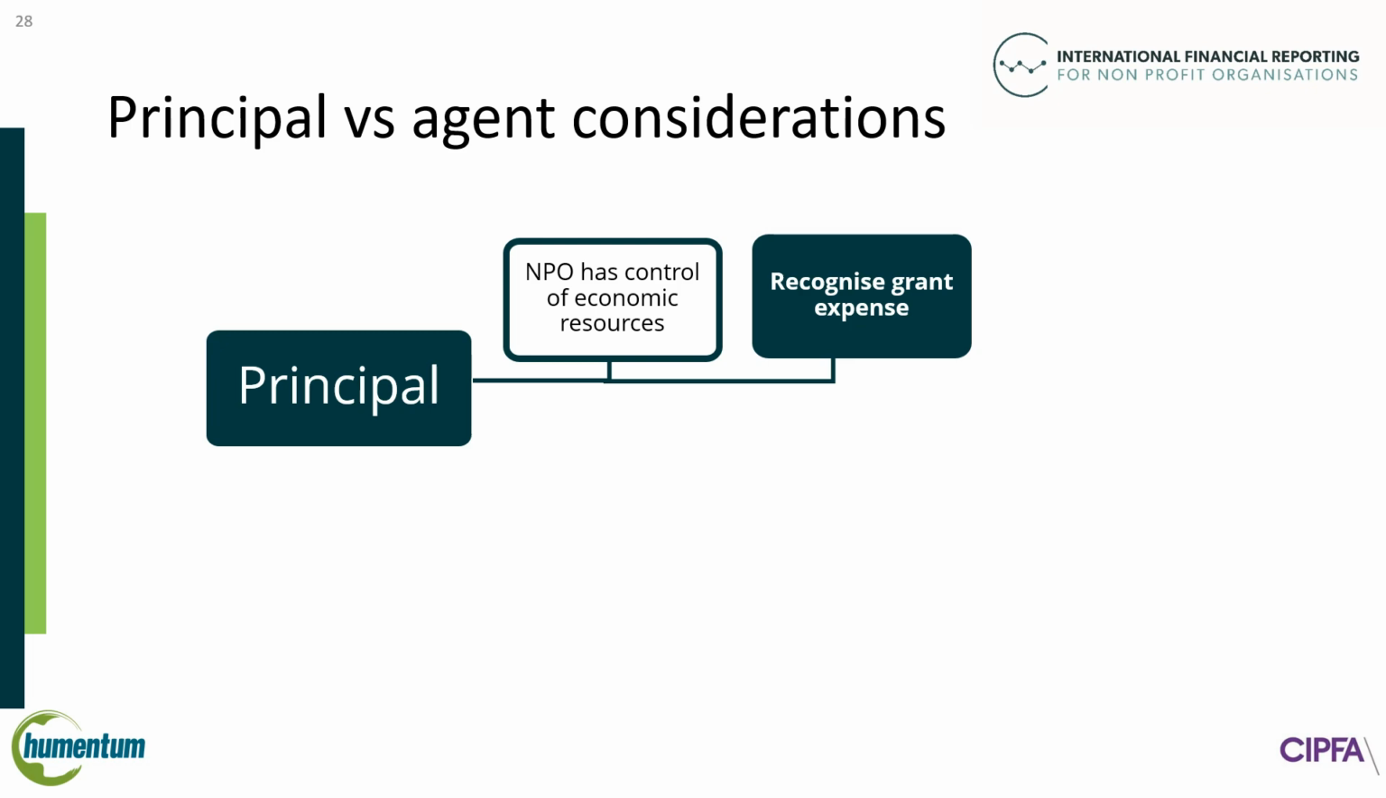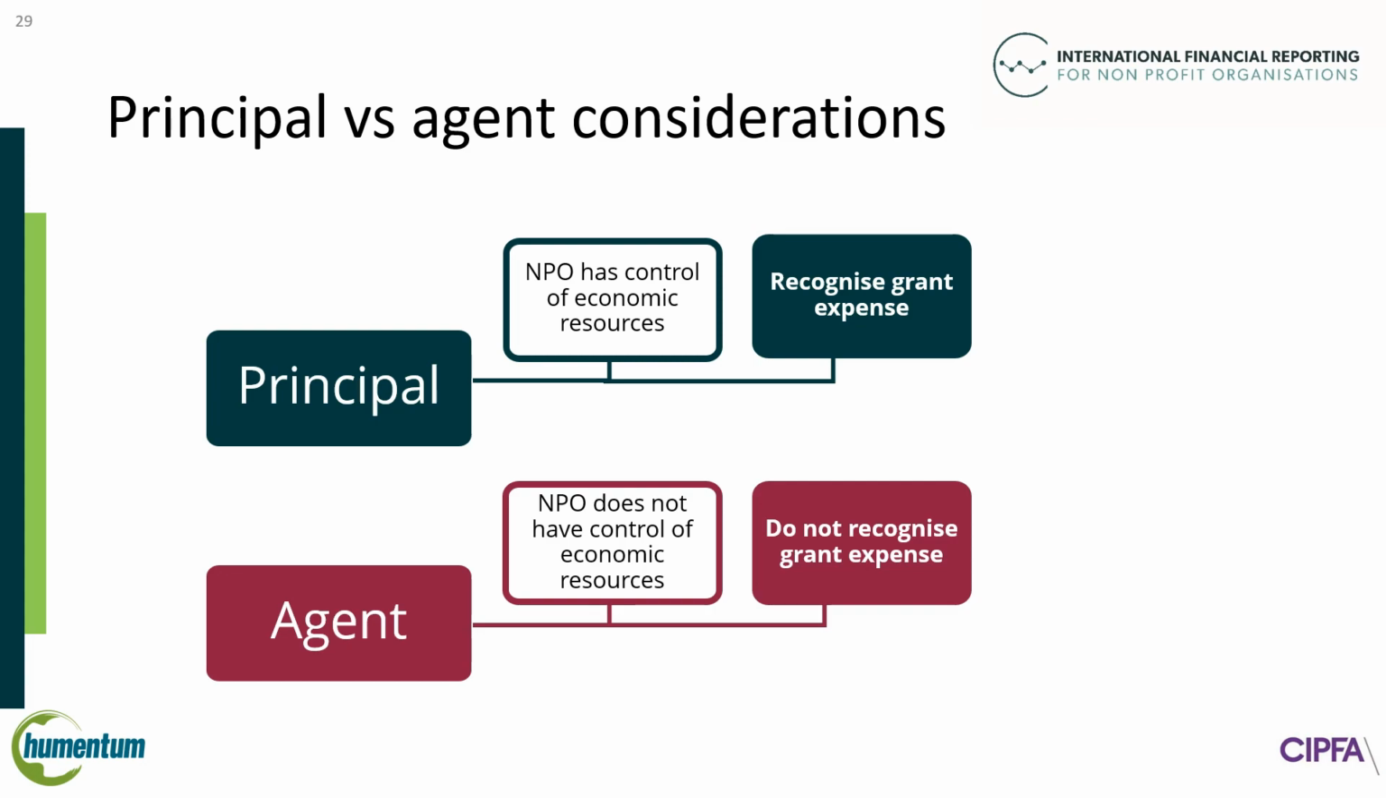The principles and examples we have just covered only apply if the grant-providing NPO is acting as a principal. It is therefore important to determine whether an NPO is a principal or an agent in an arrangement involving grants. A grant-providing NPO is a principal when it controls the economic resources in a transaction. In that case, the recognition and measurement requirements for grant expenses that we have examined will apply, and grant expenses will be recognized accordingly.